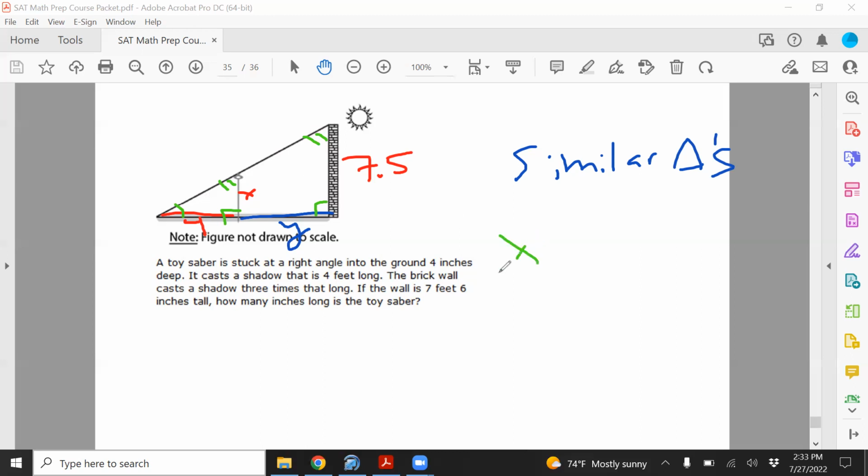So the sides are proportional. So x over 4 equals 7.5 over 4 plus y. Cross multiply. Actually, hold on a sec. Oh, I didn't see that. That's silly of me. There's more information, because I was like, how am I going to do this? I have two variables, one equation. The brick wall cast out 3 times that long. So it means that that's 8 then. But the whole thing is 12, right? Because it's 3 times 4. Anyway, there should be a 12 there.